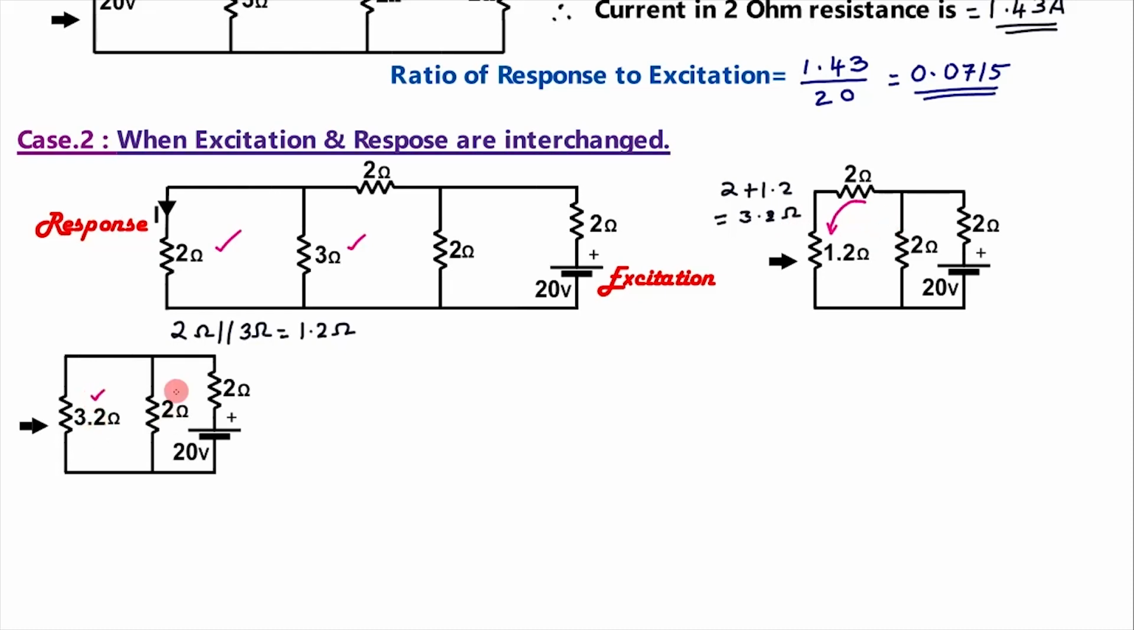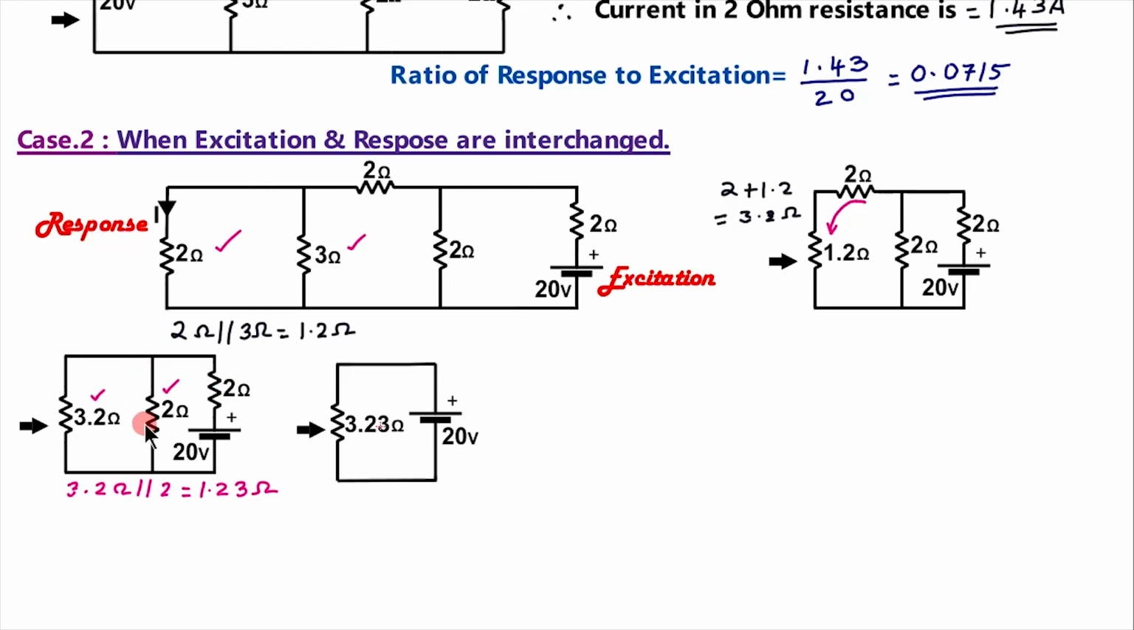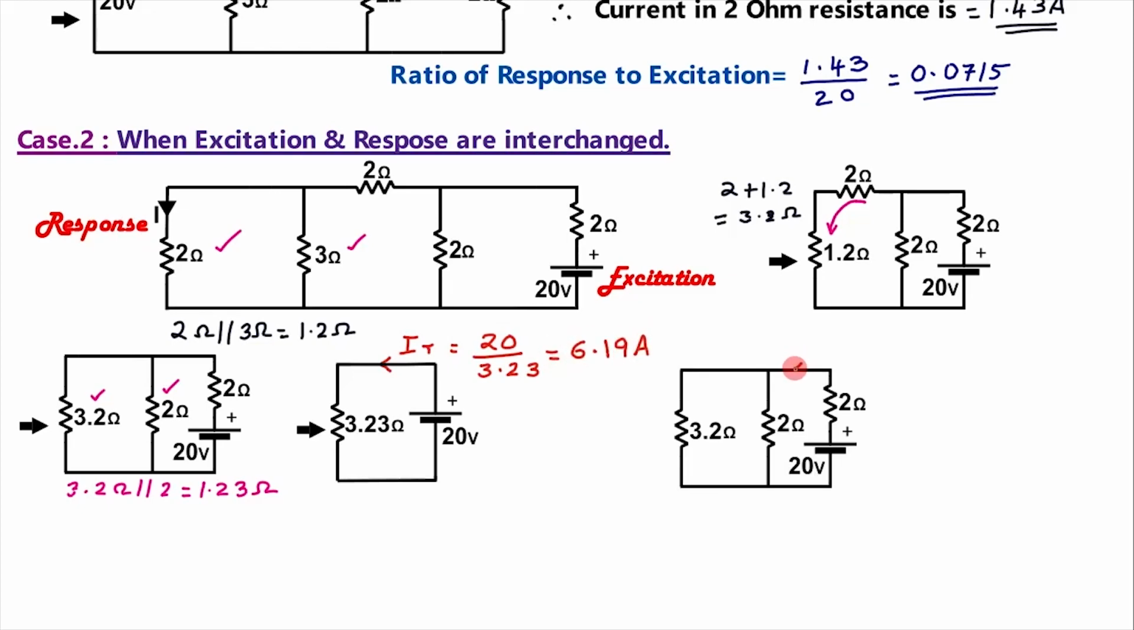Now this 3.2 ohm is in parallel with 2 ohm, which is equal to 1.23 ohm. That means the combination of these two parallel resistances gives the value 1.23 ohm. This 1.23 ohm and this 2 ohm, which are in series, can be added and it gives a value of 3.23 ohm. That means the circuit becomes like this. This 3.23 is the combination of the series connected 2 ohm and this 1.23 ohm. So the total current I total will be equal to this 20 volt divided by 3.23, which is equal to 6.19 ampere.